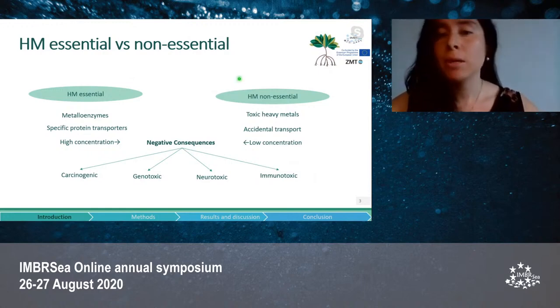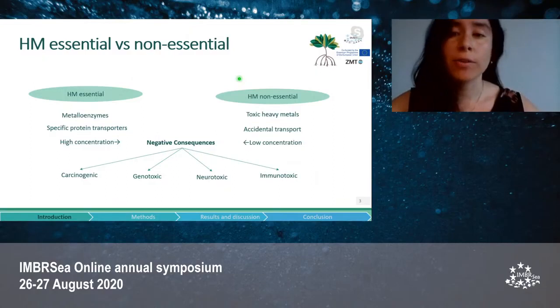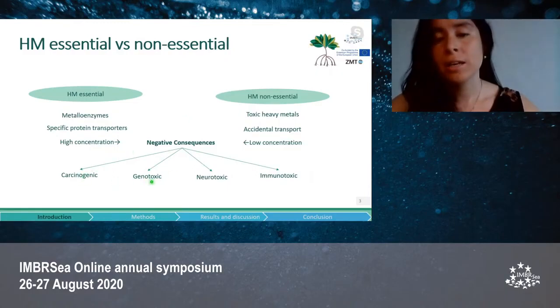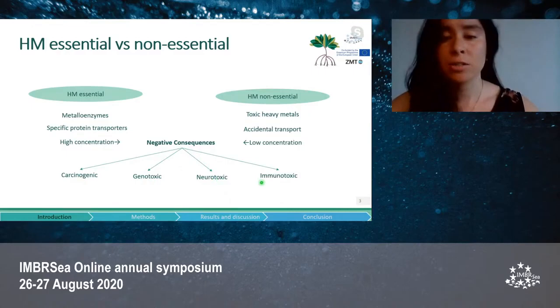On the other hand, heavy metals that are not essential, as is the case of cadmium and lead, are considered toxic heavy metals and they go into the cell through accidental transport. So even at low concentrations of these non-essential heavy metals, they can have negative consequences in the organism. Both essential and non-essential metals are carcinogenic, genotoxic, neurotoxic and immunotoxic agents.